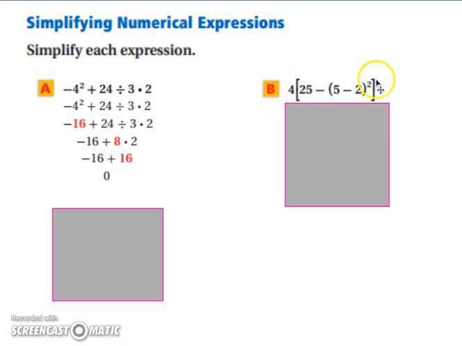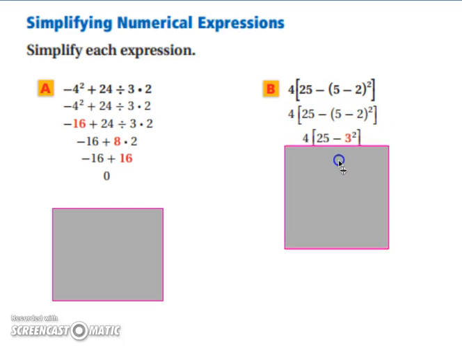All right, so inside this set of parentheses, do we have any other parentheses? Yes, we have 5 minus 2. So we're going to start with that, which gives us 3. So we have 4 times the quantity 25 minus 3 squared. We're still inside this set of parentheses. Are there any more parentheses? No. How about exponents, since that's our second step? Yes, we have 3 squared. So you're going to take care of that next.